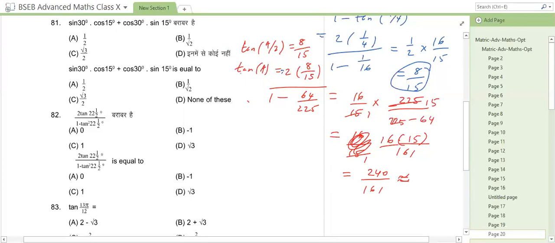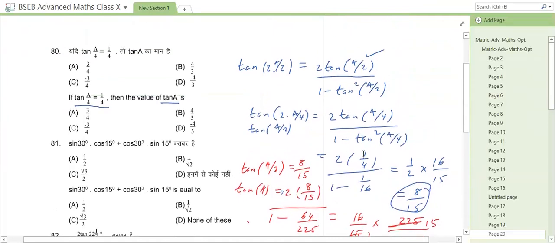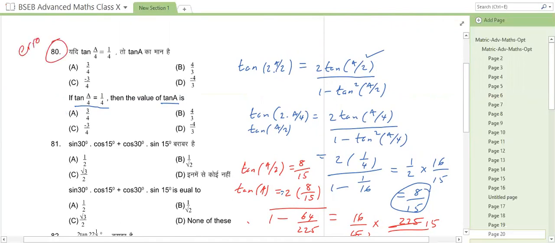Question number 80, 240 over 161. So guys, question number 80 is an error as no options are available.